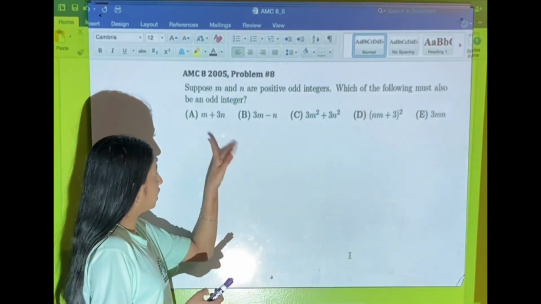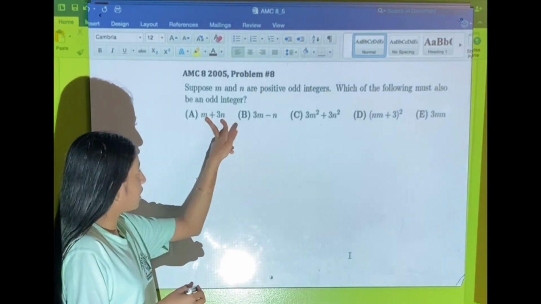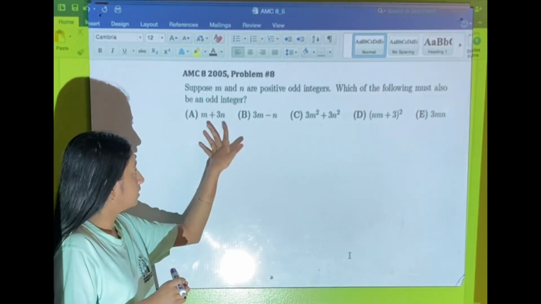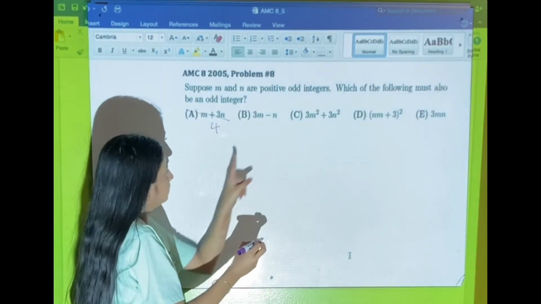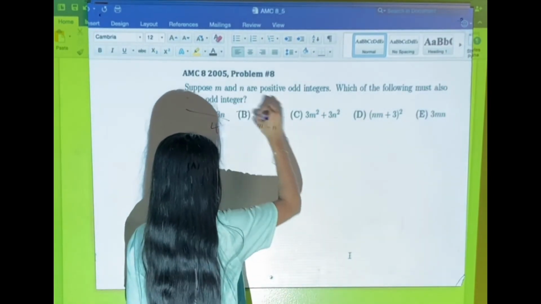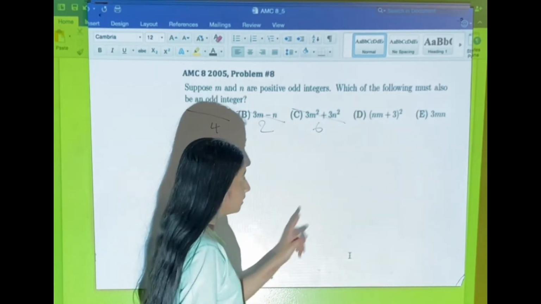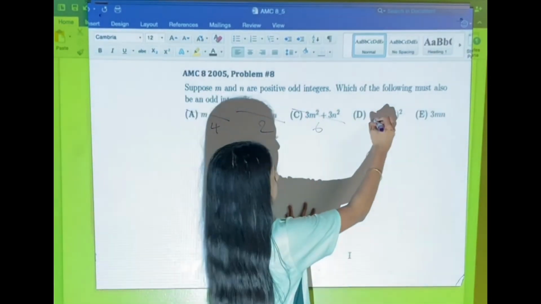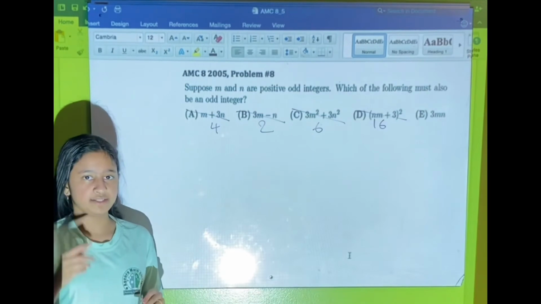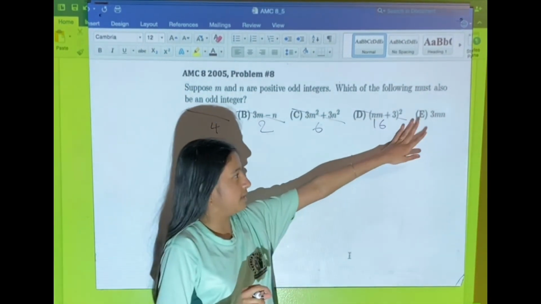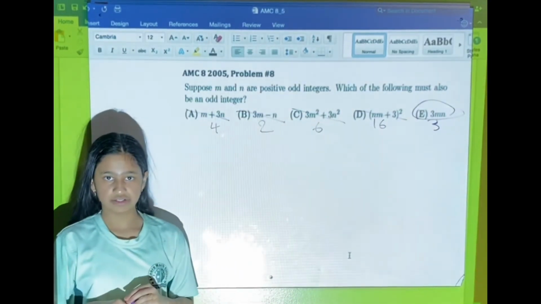So m and n, we're going to substitute for 1. Here, if we substitute m and n for 1, we get 4. This is an even answer, so this is not our answer. Here, we get 2, so B is not our answer. Here, we get 6, C is not our answer. Here, we get 16, so D is not our answer. So we know E has to be our answer, but it's always best to check and make sure. Here we see E gives us 3, which is an odd number, so we know E is our answer.